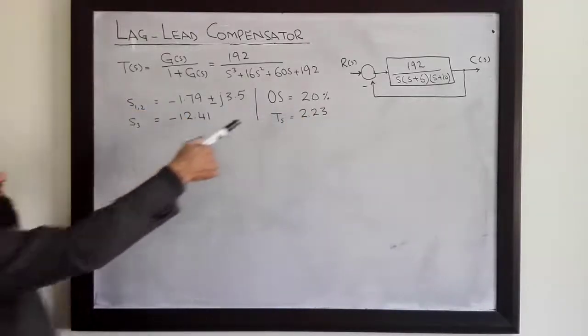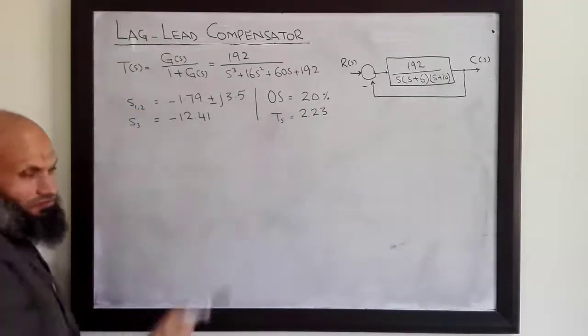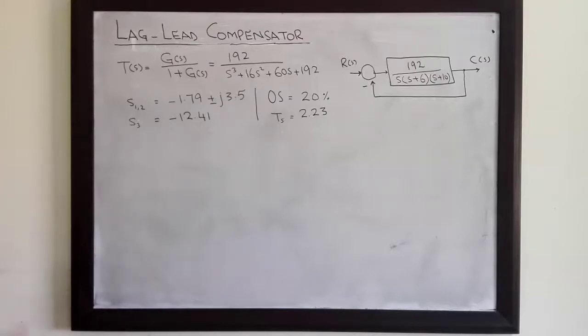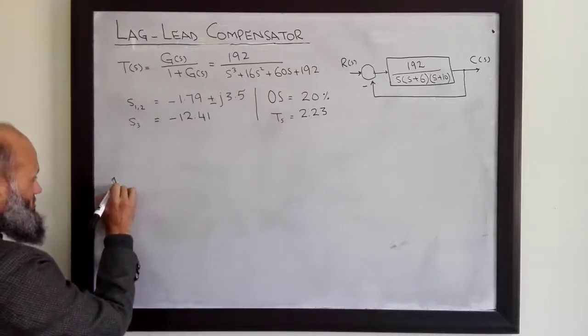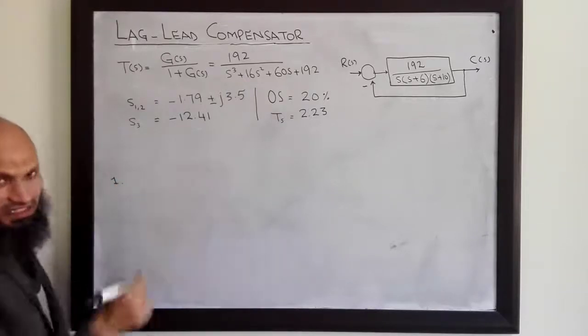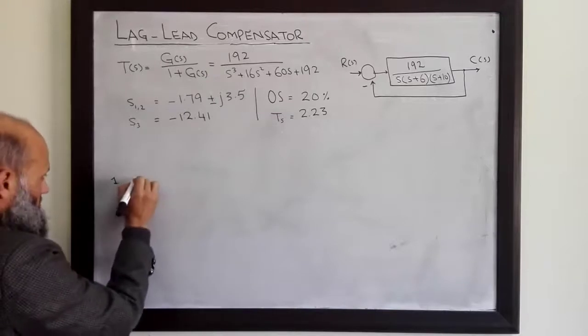We are satisfied with the overshoot. However, what we want to achieve is to reduce the settling time. So our first design requirement for this particular system is to reduce settling time by 2 times.